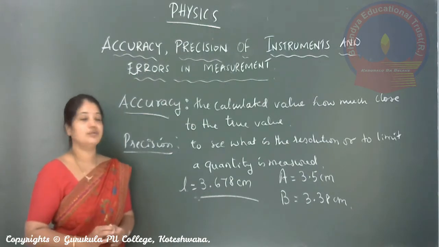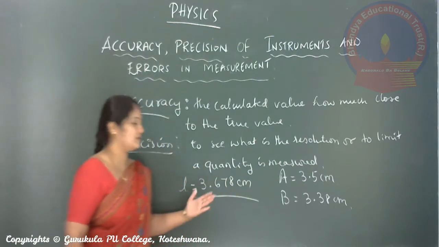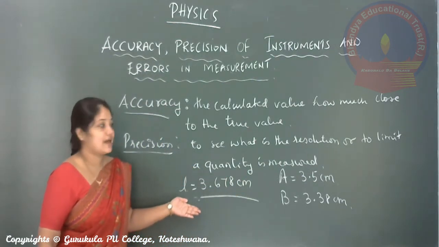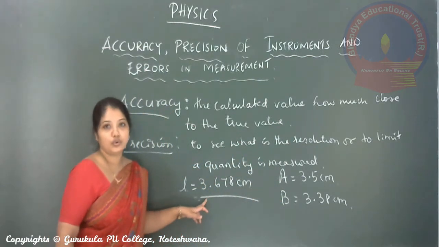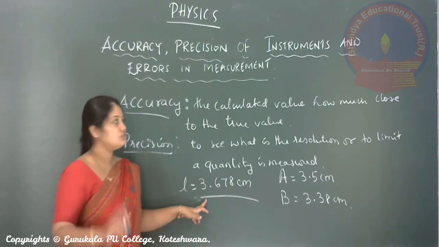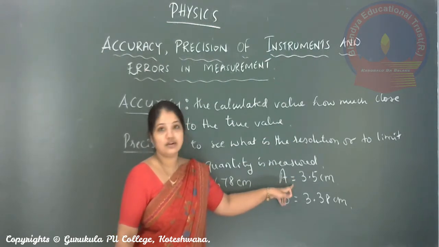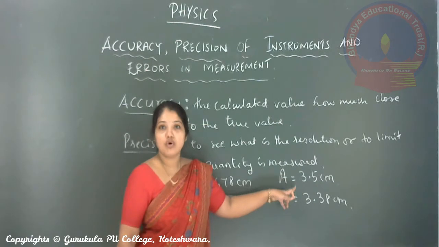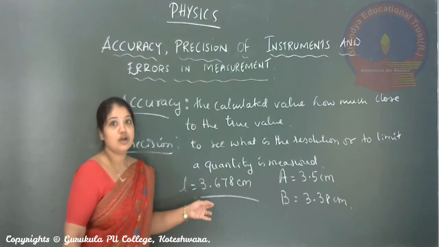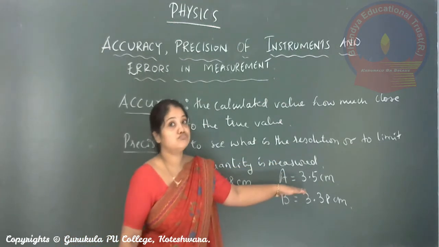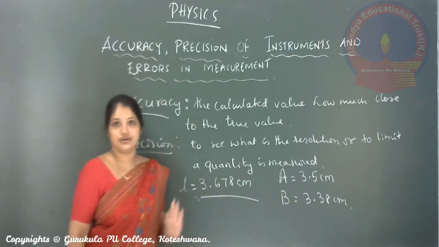Now if I ask you which of A and B is closer to the true value, you will say that person A is closer. So in terms of accuracy, the value calculated by A is more accurate with respect to the true value. So A is more accurate than B. This is understood with accuracy.